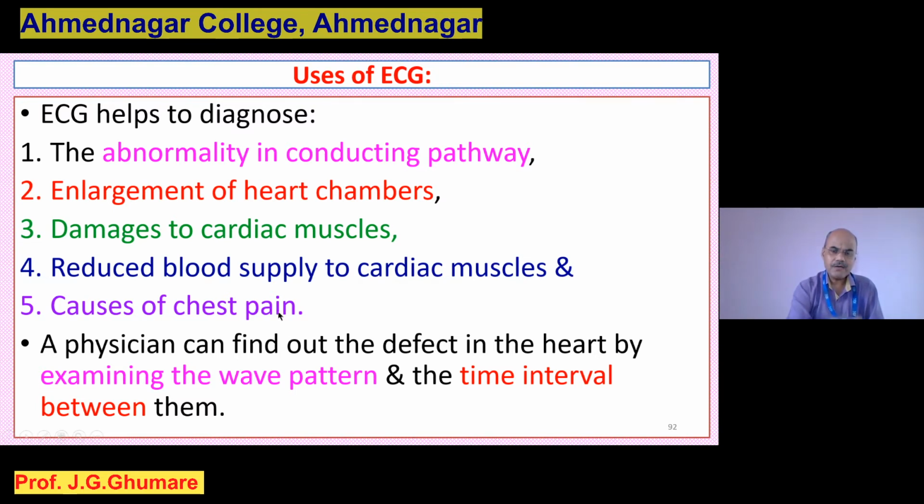And what could be the exact cause of a chest pain? If it is a normal ECG, we can conclude that the chest pain is due to some other reason like acidity, etc. A physician can find out the defect in the heart by examining the wave pattern and the time interval between these waves I'm talking about. We require an expert doctor for this one. Such doctors are called cardiologists and the hospitals are called cardiac hospitals.